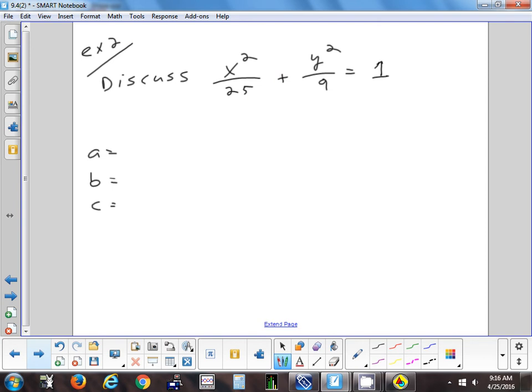All right, so this one I want to discuss. Discuss means describe everything you can about it. For an ellipse, that means tell me the vertices, tell me the foci, tell me the direction of the major axis, tell me the center, and I think that's good enough. The first step to discuss it is to find A, B, and C.